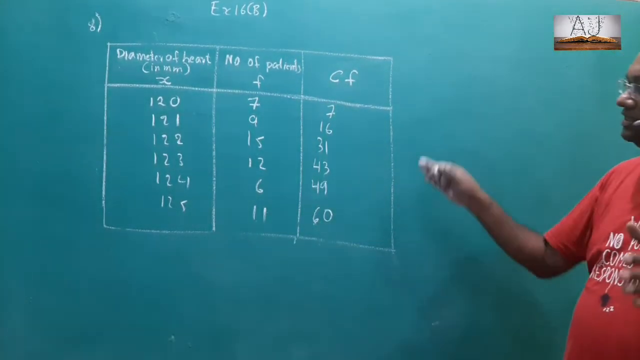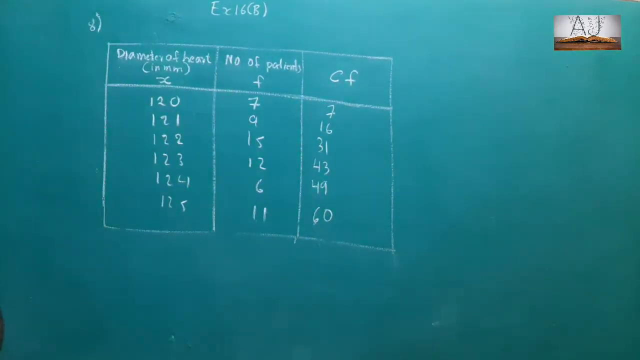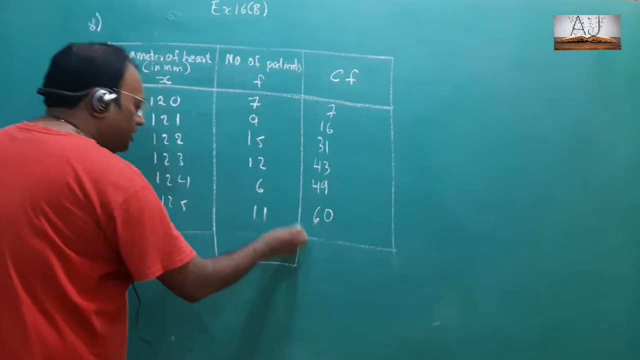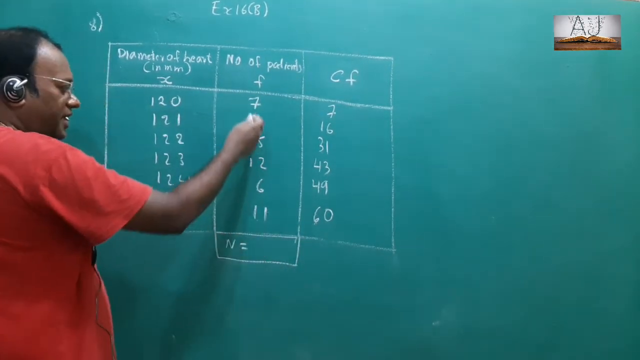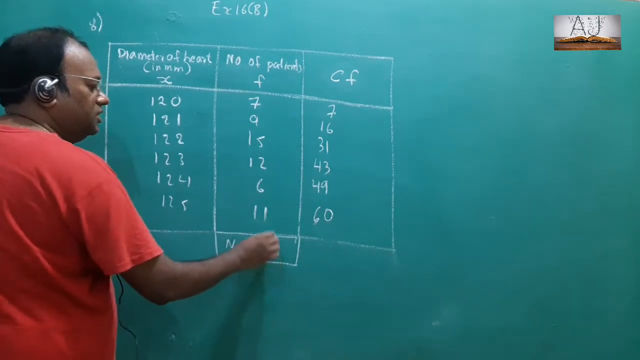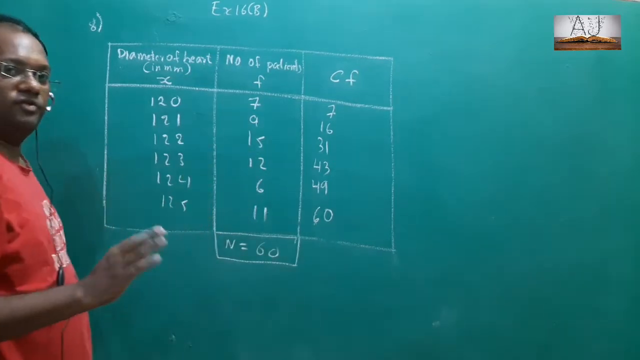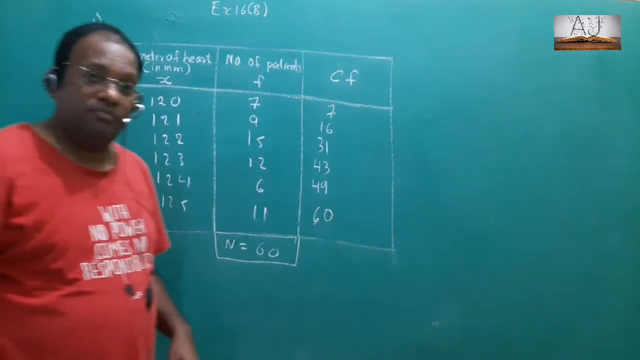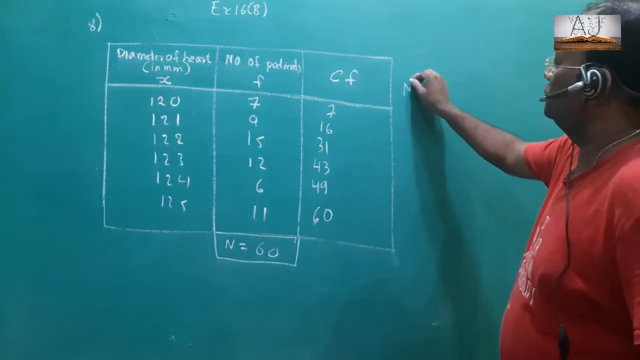So there are total 60. Sometimes it's written in the question also that there are 60 patients. Yes, it's written in the question. That means it's correct. And you can also find the value of n, or sigma f. Just add them and see. This will also come 60. If it's not coming 60, that means something is wrong in your cumulative frequency, and it should match with the question. Now 60 is an even number, it's not odd. Remember it. So n is equal to 60.